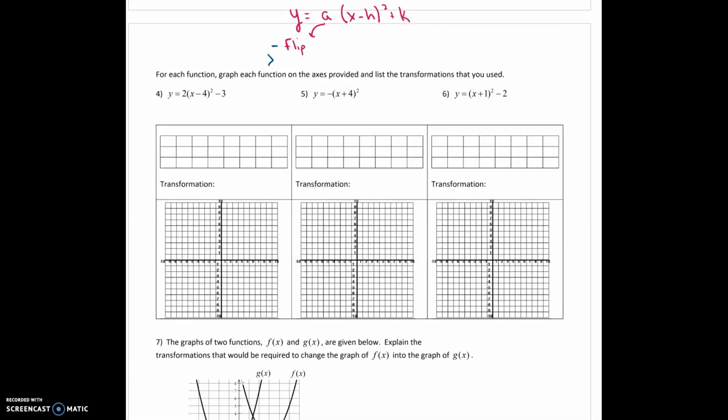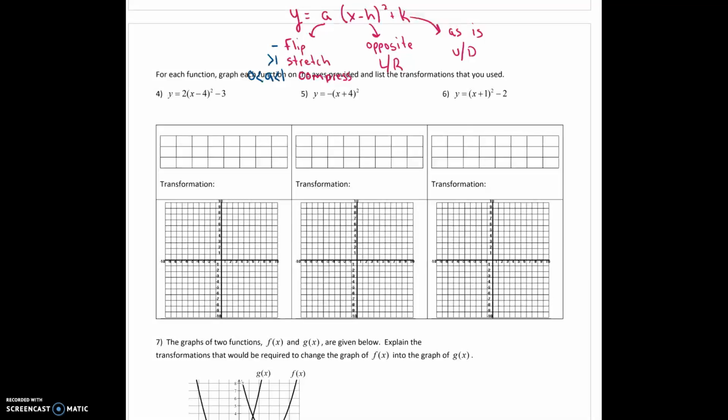And if it's greater than 1, then that will stretch it. And if it's in between 0 and 1, then that will compress it. So again, the negative makes it flip, and then the number does the stretch or compress. H, remember, we take the opposite. We always do the opposite. And then that will tell us to go left or right. And this last one, we're just going to leave it as it is, and that's going to tell us to go up or down.